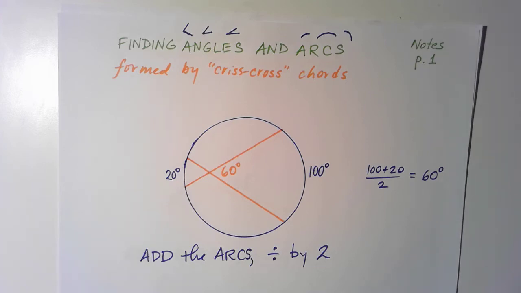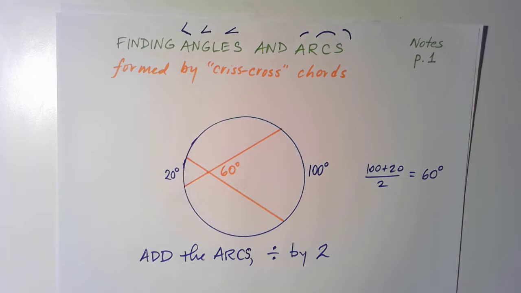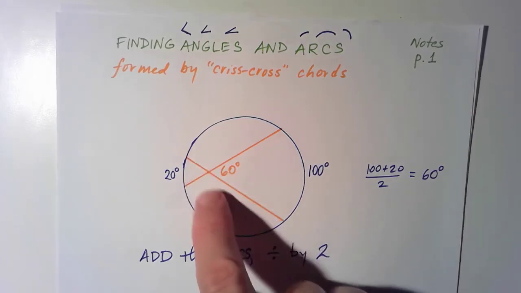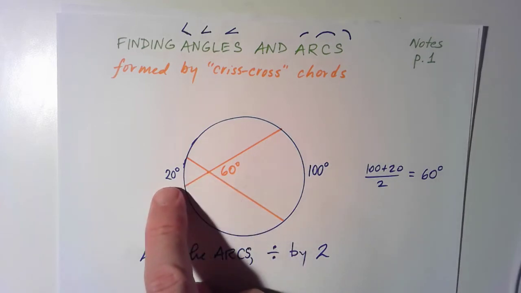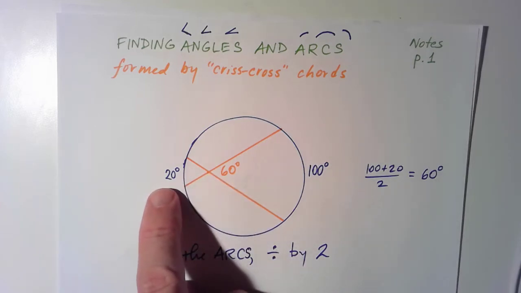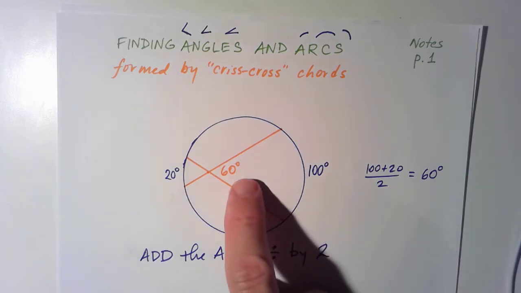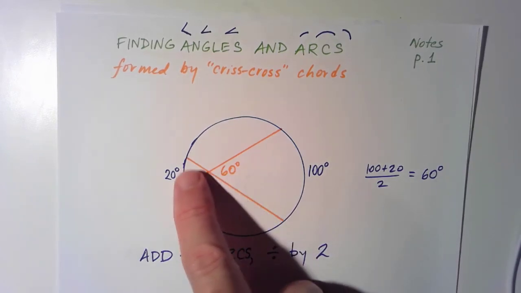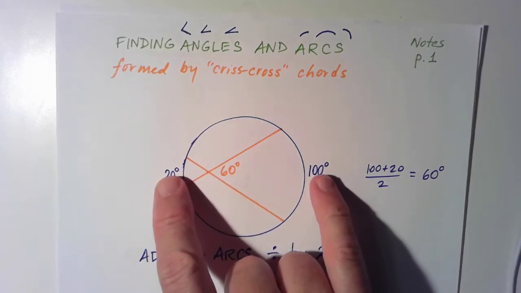Well, here it is, our last lesson, part two. It really is the same lesson. This is the same page, by the way, you're not imagining things. When we have crisscross chords in the middle, I just want to remind you from Wednesday's lesson that it's add the arcs, divide by 2. In other words, it's an average, right? This 60-degree angle on the left and the right is an average of these two blue arc measures.